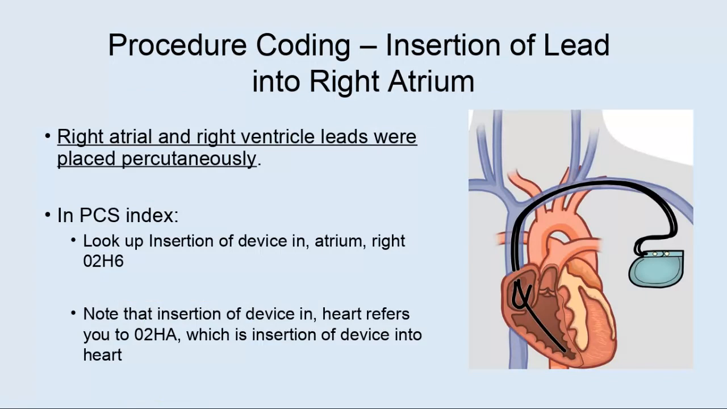Okay, so the next procedure is insertion of the lead into the right atrium. So go back to the index, insertion of device in atrium right, which refers you to 02H6. Note that the insertion device into heart in the index refers you to 02HA, which is insertion of a device into heart. Doing it into the right atrium is much more specific, so we're going to use this one. You want to use the most specific body part value that you can.